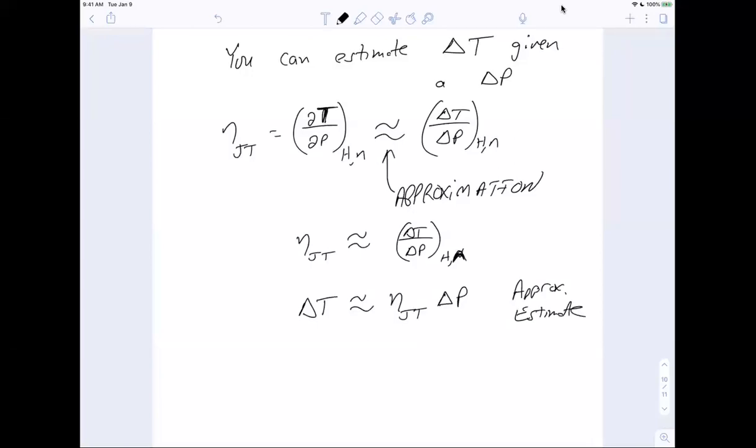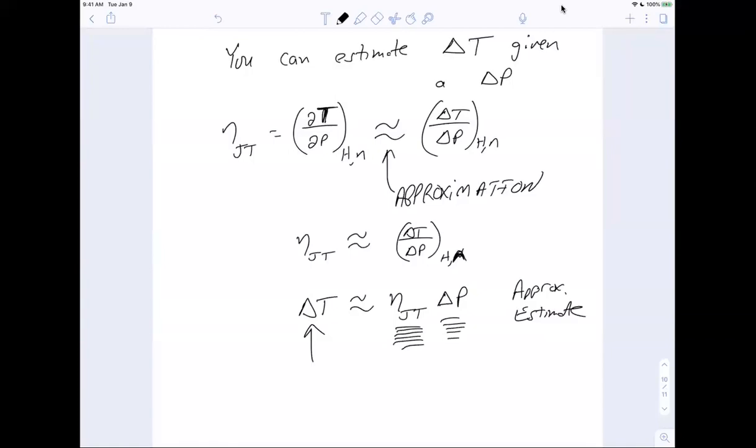If you have a particular delta P that you've designed into a device, and eta JT is something you can get from tabulated values, you can compute the delta T across this porous material as the gas flows through it. Any questions on what I did here? So this is the connection to an approximation. We derived the Joule-Thomson coefficient very rigorously from a very fundamental first law analysis, but now you see that it's useful. We did all that mathematics to get at something.